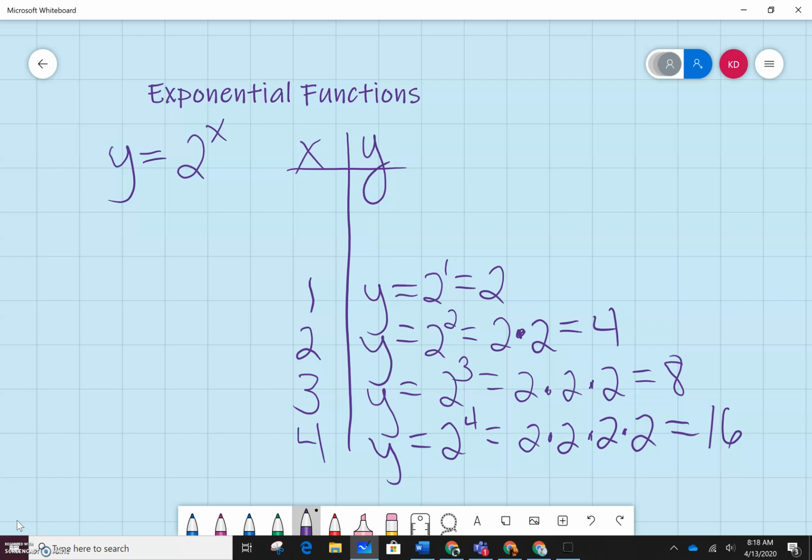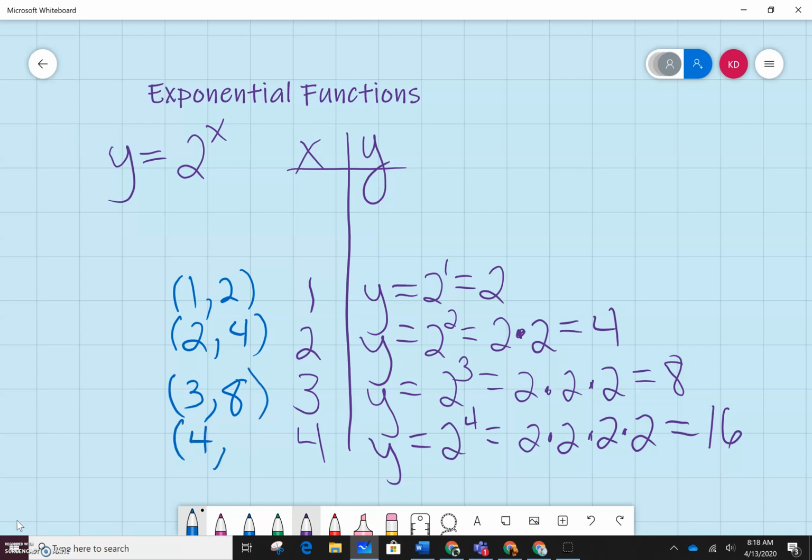Now these numbers that I just came up with are actually coordinates that can be graphed. So for example, this first one would be the point 1, 2, because x is 1 and y is 2. Second one would be 2, 4, because x is 2 and y is 4. Next one would be 3, 8. And the next one would be 4, 16.